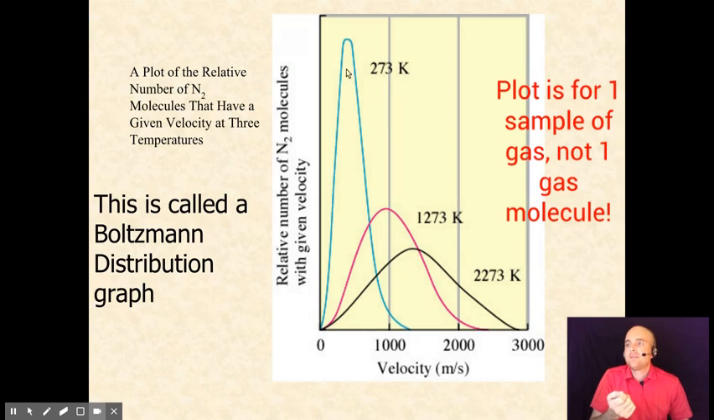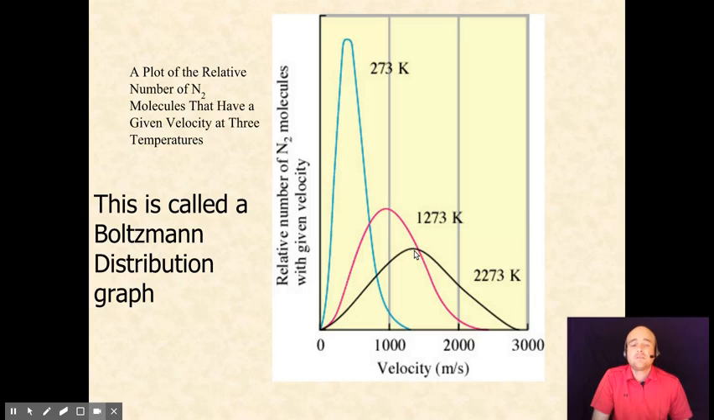At a lower temperature, the velocity would be much slower. The average velocity would be much slower, because the average velocity would be where this peak is. And then at a higher temperature, the velocity would be higher, and even higher at an even higher temperature.